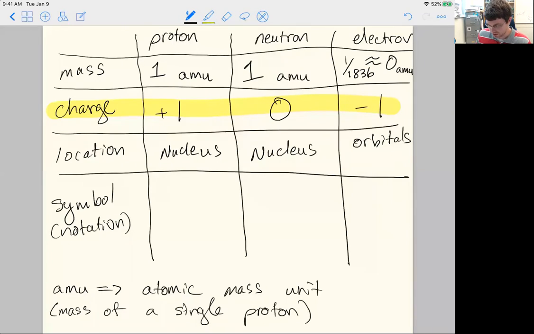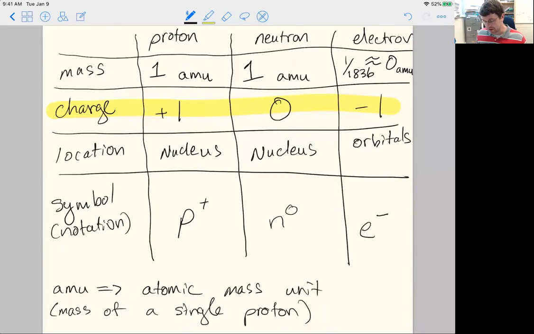We'll discuss what orbitals are in a little while. The symbol or notation for protons, I like to have P with a superscript plus for protons, N with a superscript 0 for neutrons, and E with a superscript minus for electrons. That's just a shorthand notation.